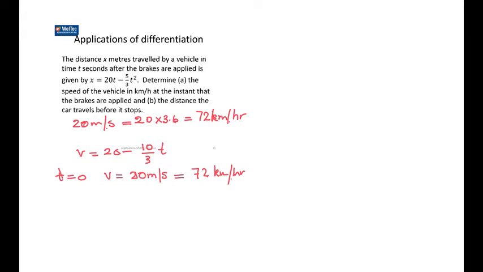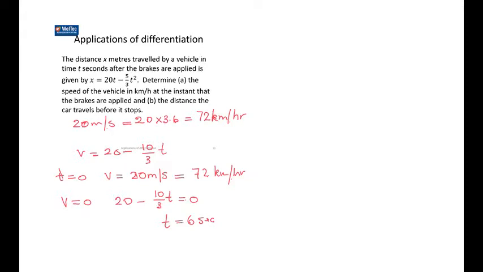Find the distance the car travels before it stops. The only thing you know when the car stops is that v is equal to 0. So we know an expression for v that says 20 minus 10 over 3t, and that's got to be equal to 0. So we have to solve that, rearrange it, and we will get that t is equal to 6 seconds.